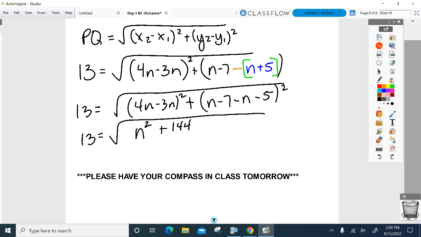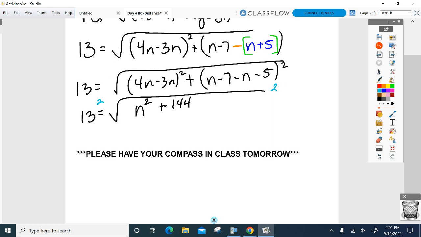Name? Chris, go ahead. Square both sides. Get rid of the radical. Thank you. Get rid of the radical so then I can do what? Subtract. Okay, so square both sides to get rid of the radical. You cannot take the square root of both of them. So this will give me 169 equals 144 plus n squared. All you're doing is getting rid of the radical. You're not touching what's inside. Now what, Max? You subtract 144.